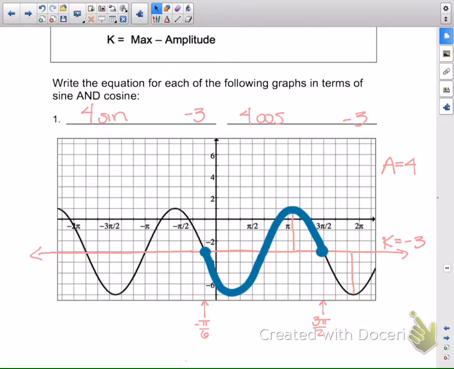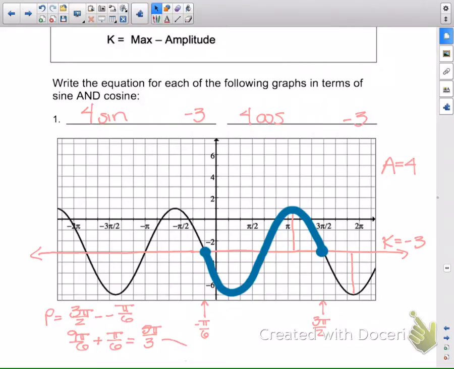How am I going to find that? Subtract. Okay, 3 pi over 2 minus negative pi over 6. What are we going to need for that? Common denominator of 6ths. This is 9 pi over 6 plus pi over 6 gives me 10 pi over 6, which reduces to what? 5 pi over 3.